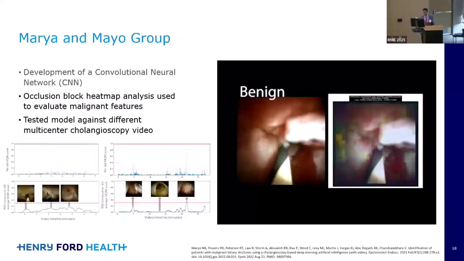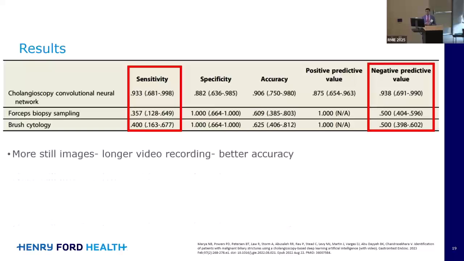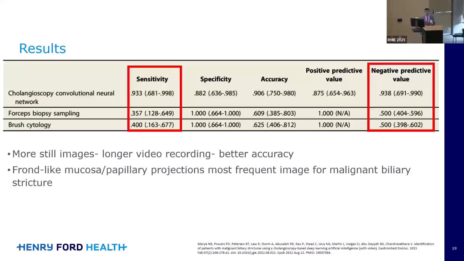And you also note that we'll have one more slide just looking at their results here. The sensitivity and the negative predictive value really outperforms traditional mechanisms of sampling. For all AI, I think this is something that we should keep in mind: the more still images, the longer the video recording, the better the accuracy. So AI will not substitute for a poorly performed cholangioscopic examination. In their analysis, the frond-like mucosa and papillary projections were the most frequent image predicting a malignant stricture.